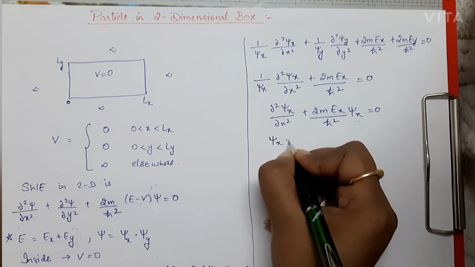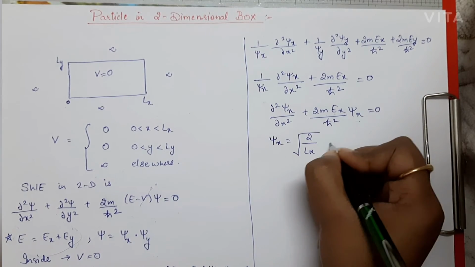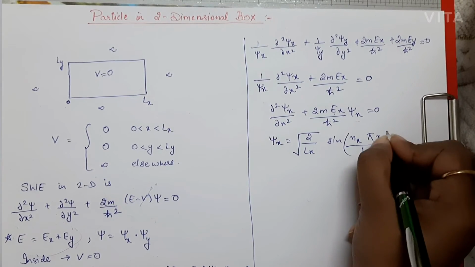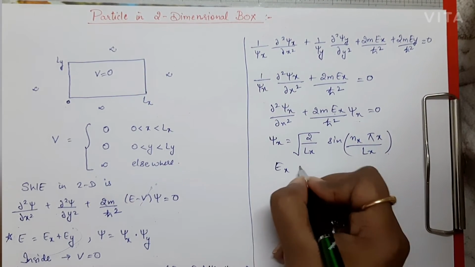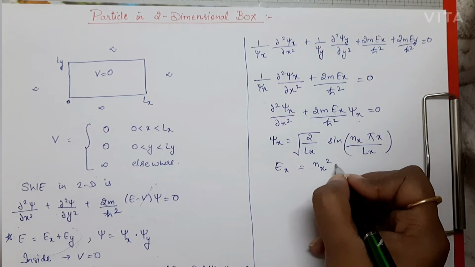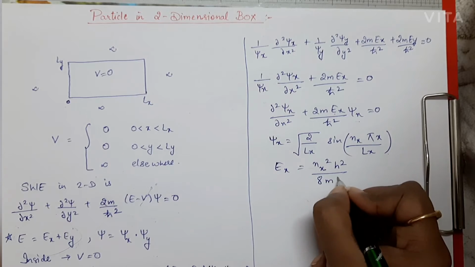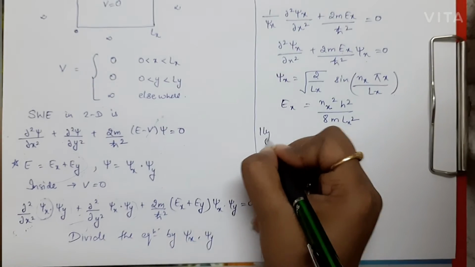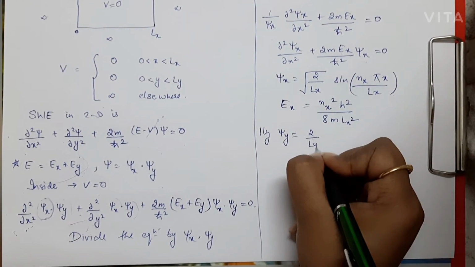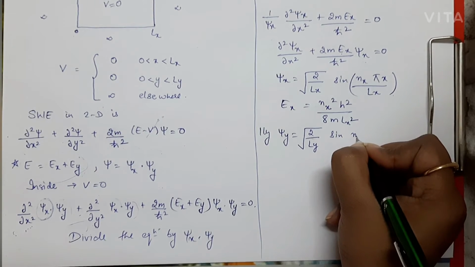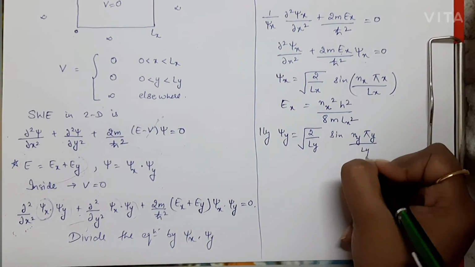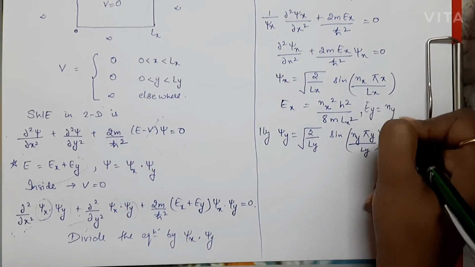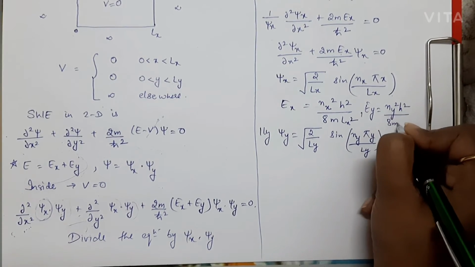Now after this you can find the value of psi x, which will be root under 2 by Lx sine of nx pi x by Lx, and here Ex is going to be equal to nx square h square by 8m Lx square. Now similarly you can find the value of psi y, which will be root under 2 upon Ly sine of ny pi y by Ly. Similarly Ey, I am writing down here, Ey will be equal to ny square h square by 8m Ly square.